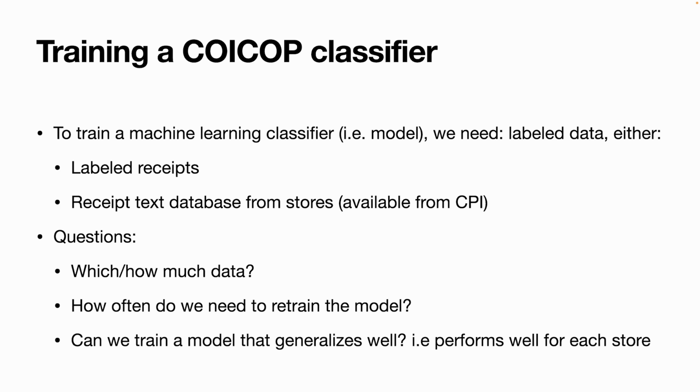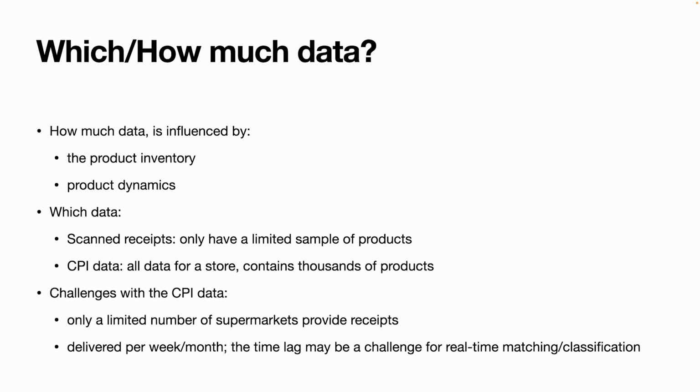To train a machine learning classifier, we need labeled data. We can either use the labeled receipts, or we can use the receipt text database that we can receive from the stores. This is often available through the CPI data. Questions that arise then are which and how much data do we need? How often do we need to retrain the model? And can we train a model that generalizes well? How much data is influenced by the product inventory and the product dynamics.